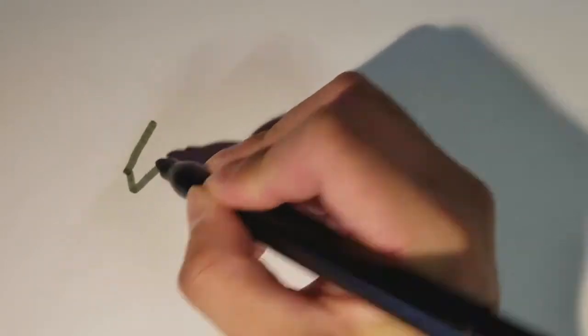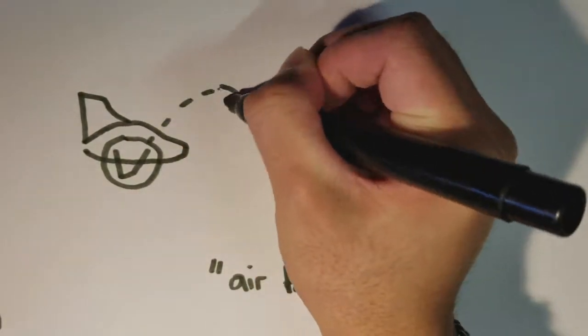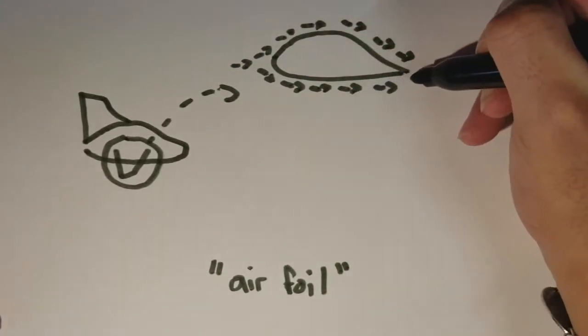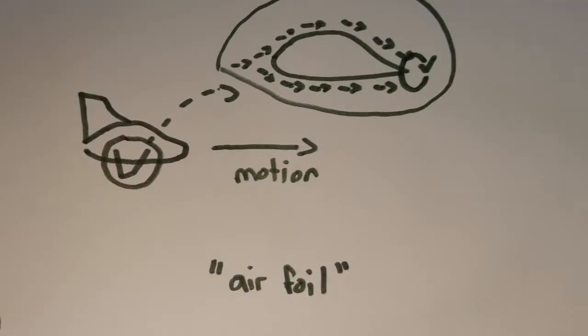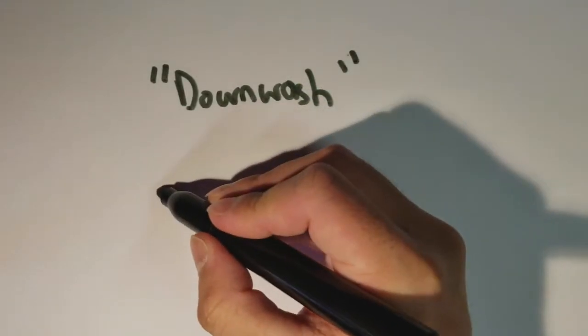So let's talk about the wings of an aircraft. The wings are shaped in a way to generate a lift force. This shape is called an airfoil. When an airplane moves forward, it creates an airstream. When the airplane moves in the same direction as the airstream, a downwash is produced which generates lift.